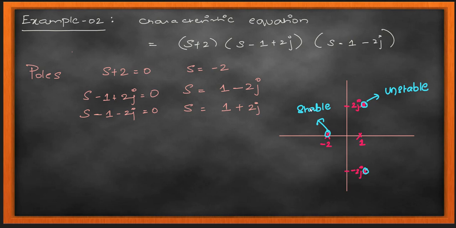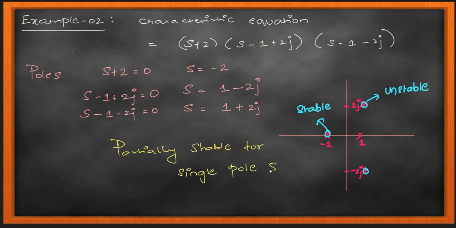So if I have to give just one word, then I am going to call this system unstable. But if someone tells me I have some flexibility, then I would call this a partially stable system, because it is stable for s equal to minus 2. If somehow I tune my system to work with only that pole, then I will be operating at the stable condition.